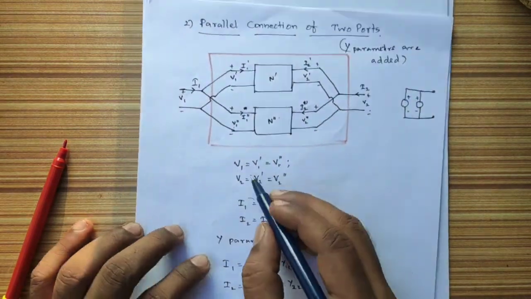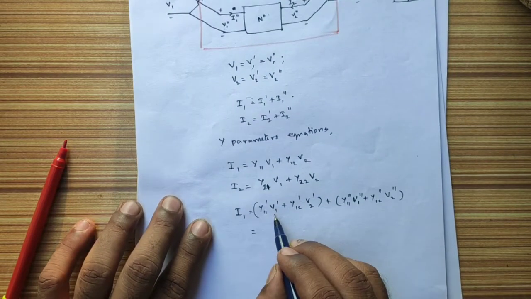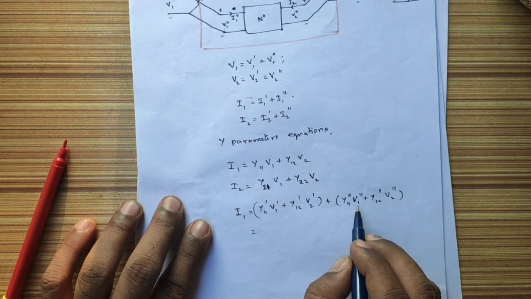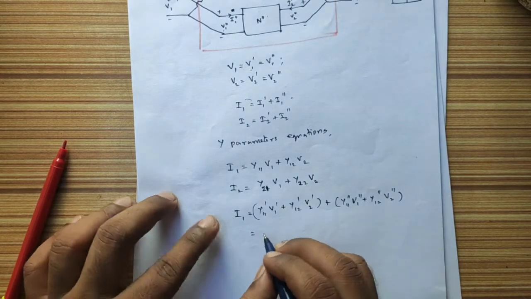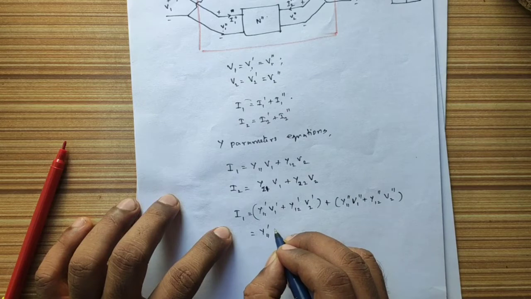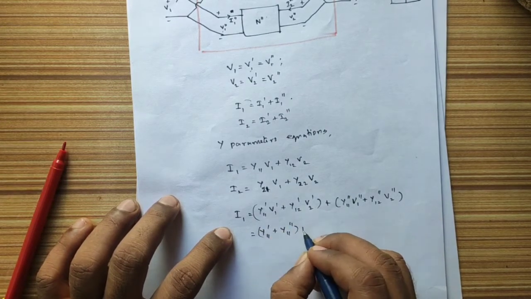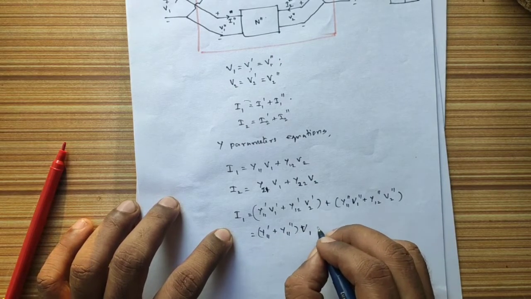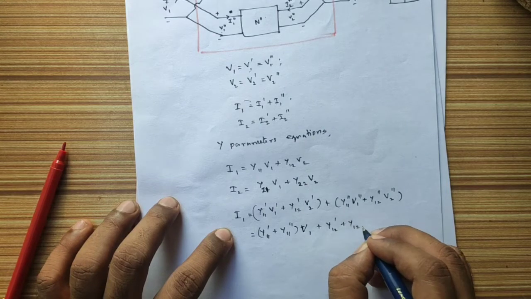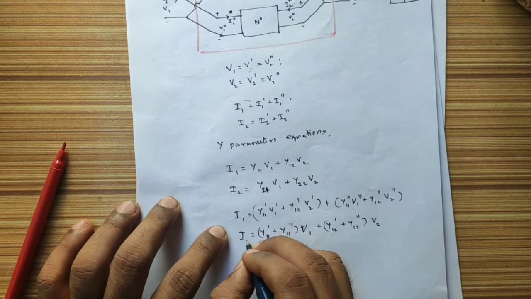Now we know that V1 equals V1 dash equals V1 double dash. So I am substituting V1 in place of V1 dash and V1 double dash, and I am taking that as a common term. So the resultant equation will be Y11 dash plus Y11 double dash of V1. Similarly, Y12 dash plus Y12 double dash of V2, that is equal to I1.